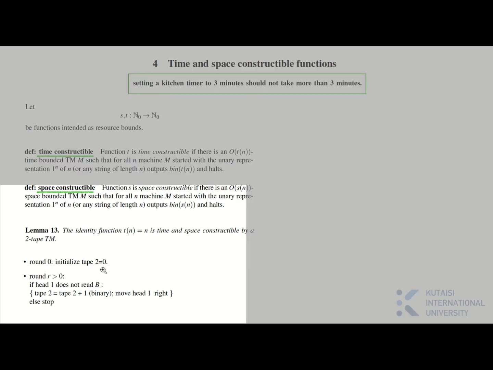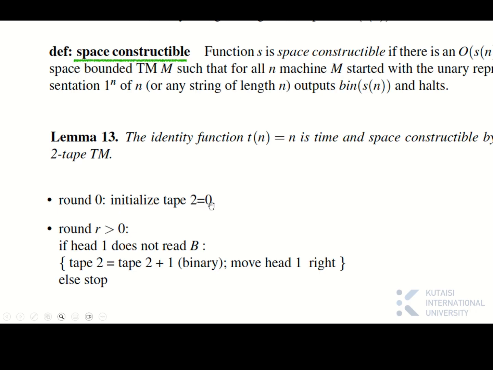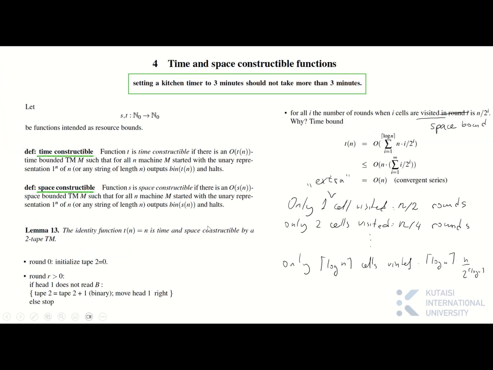In round 0, exactly as you said, tape 2 is just 0. In rounds bigger than 0, if head 1 doesn't read blank, so it's reading ones, tape 2 becomes tape 2 plus 1, the one you said. And then you move head 1 to the right. So increment, move right, increment, move right, until you see blank, and then you stop, right? But now, the whole point is that this binary incrementer has to go back and forth. Is it making more than O(n) steps? And I'm claiming that it is making O(n) steps.